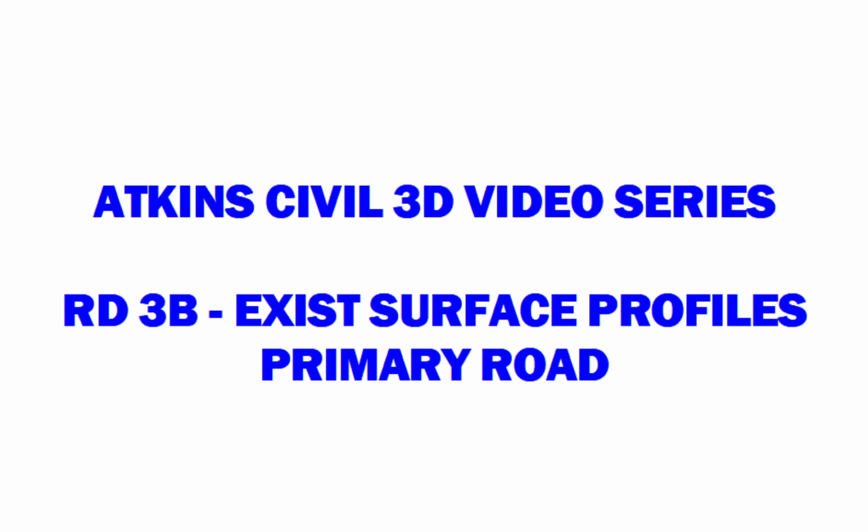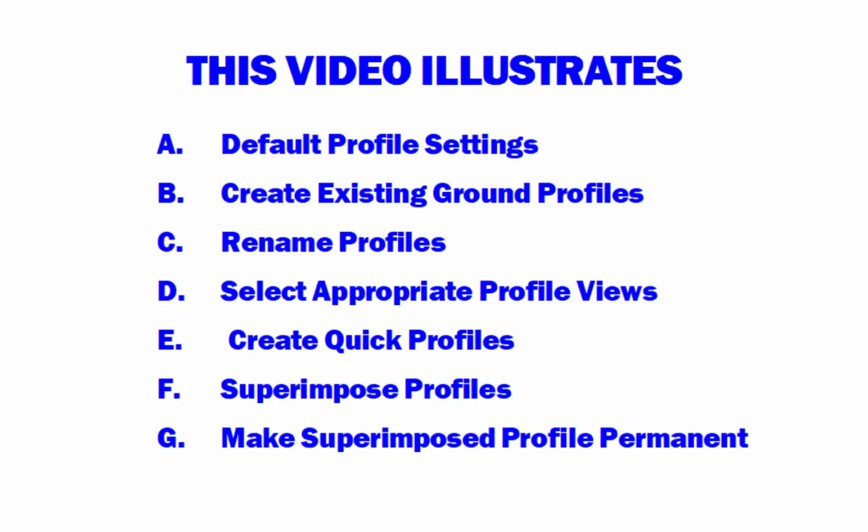Atkins Civil 3D video series, Road 3B, Existing Surface Profiles, Primary Road. This video illustrates: A. Default profile settings, B. Create existing ground profiles, C. Rename profiles, D. Select appropriate profile views, E. Create quick profiles, F. Superimpose profiles, G.